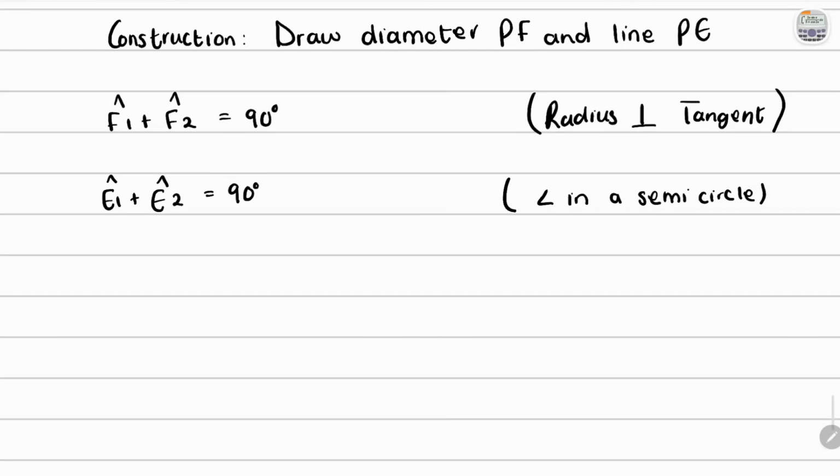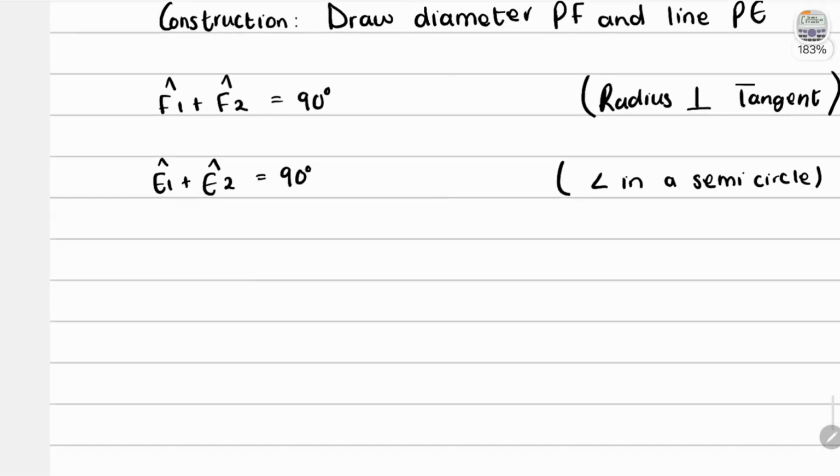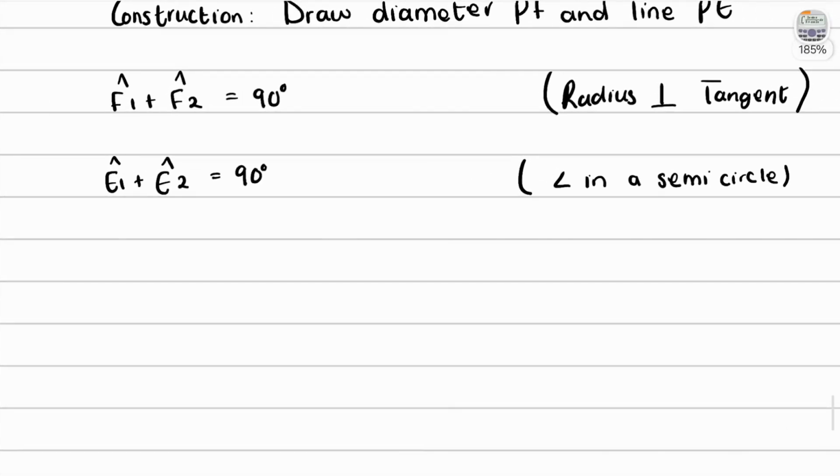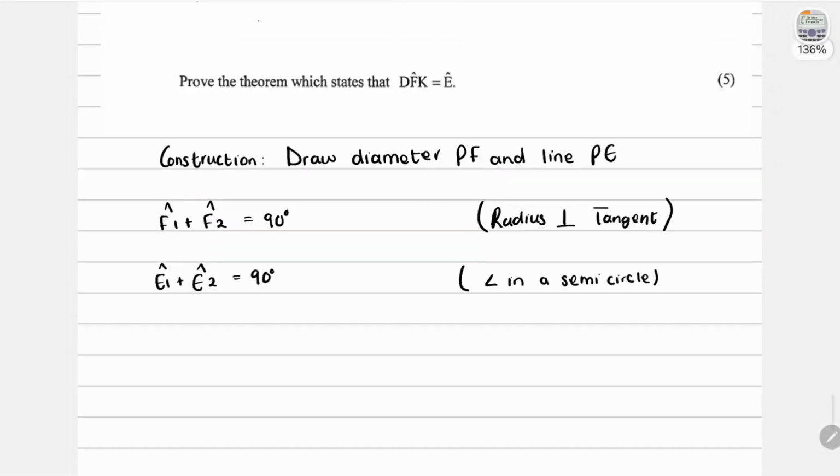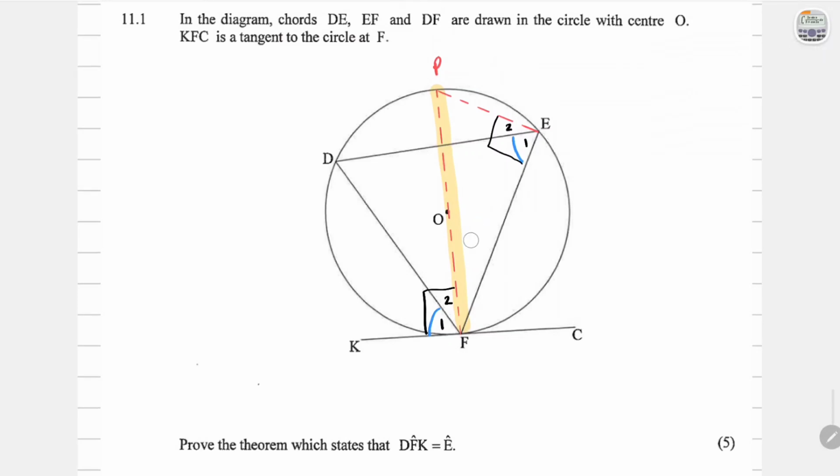Okay, now that we have shown them that they both add up to 90 degrees, this does not prove that they're equal yet. However, if we can prove that one of them, one set is equal, like F1 is equal to E1, or that F2 is equal to E2, it would mean the other pair would be equal as well. So that's what we're going to focus on. Let's look at those angles and see how are they actually equal to each other.